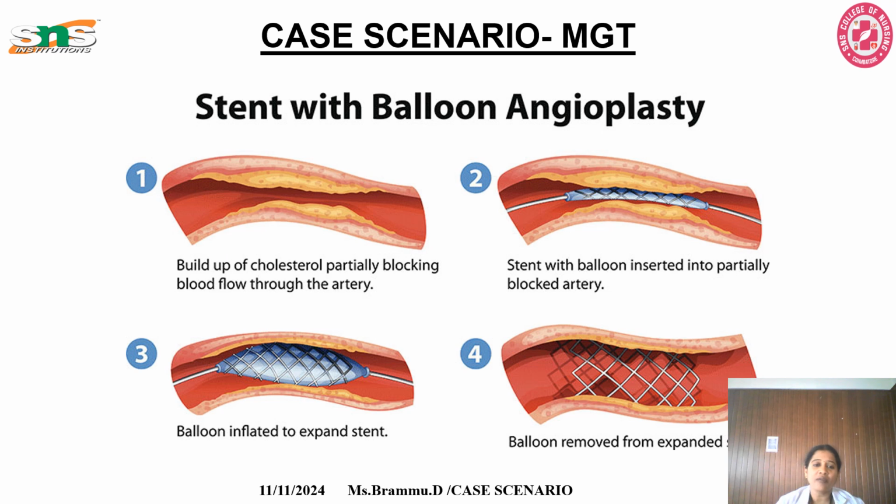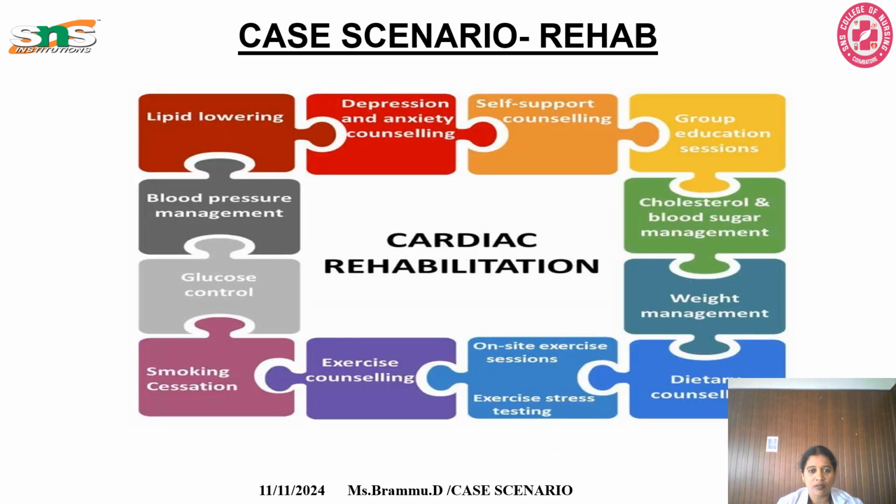So the definitive management would be planning for a balloon angioplasty or a CABG, that is coronary artery bypass graft. So in this what they do is remove the block by suction, and then a balloon with a stent is inserted into the artery. Once it is in place, the balloon is inflated, which expands the stent as well as the artery, and then the stent is left inside and the balloon is removed.